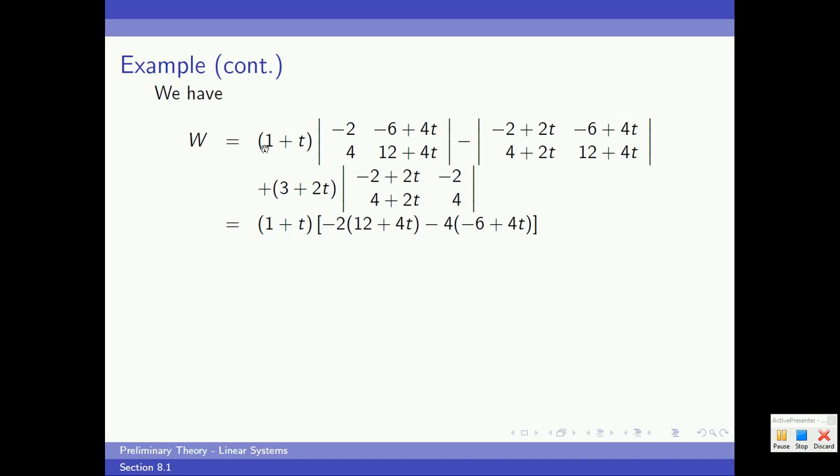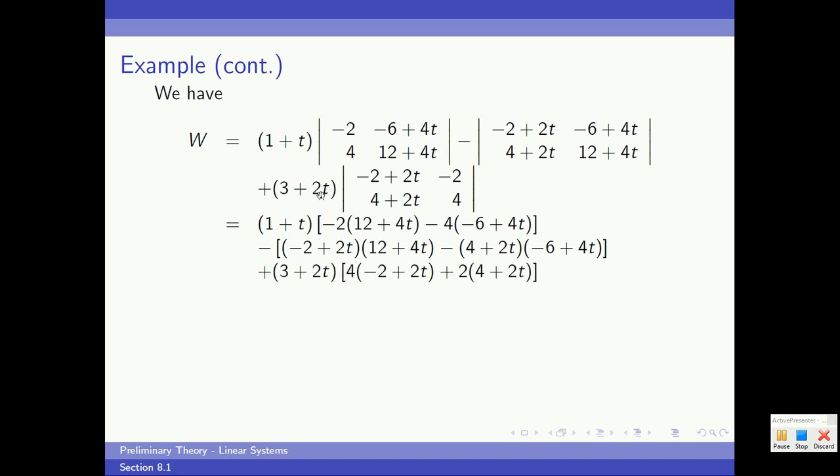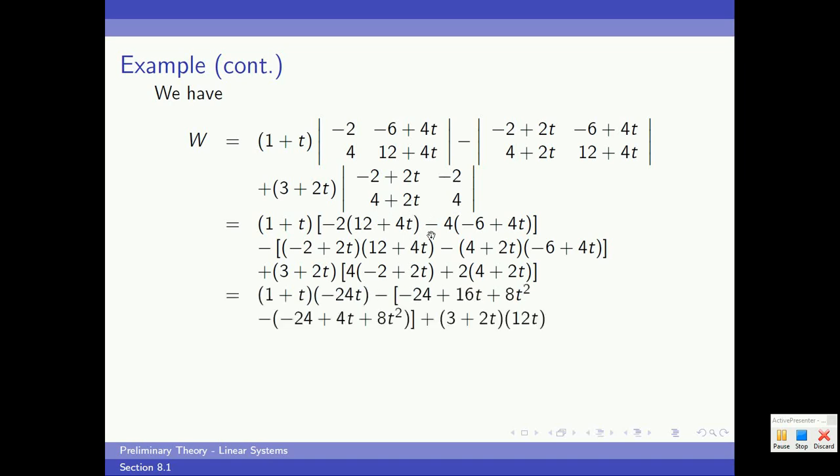So here, this first part, I have 1 plus t. I'm going to multiply the negative 2 times this term minus 4 times this term. Same thing here. I'm going to have a minus on the outside. I'm going to have the negative 2 plus 2t times the 12 plus 4t minus when I multiply these two together. And then my last one, the 3 plus 2t stays on the outside. What I get here is the 4 times this negative 2 plus 2t minus this negative 2, so that's where this plus 2 comes from, times this 4 plus 2t. So then simplify everything.